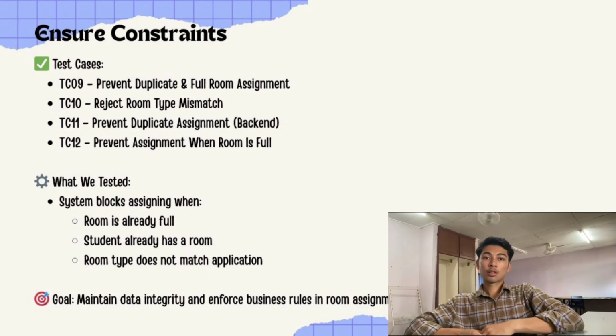After confirming the core process flow, we focus on constraint validation. This was handled under test cases 9, 10, 11, and 12. We test multiple error conditions, such as assigning students to rooms that are already full, assigning rooms more than once to the same student, and assigning mismatched room types. The system successfully blocked all invalid assignments and showed clear error messages. No incorrect data was committed to the database during these tests.